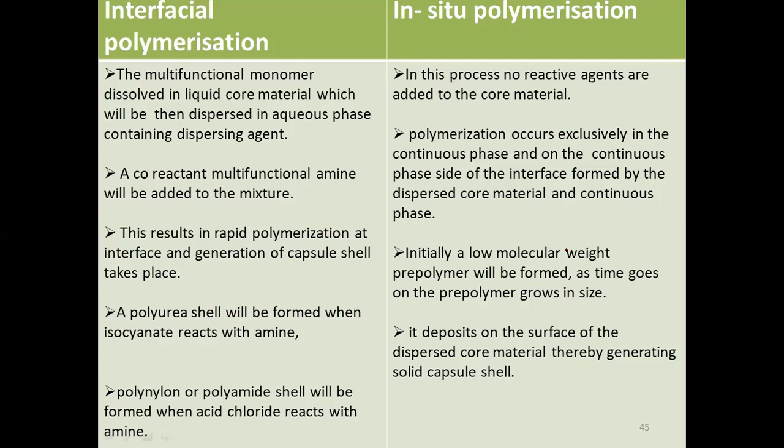In in situ polymerization, initially a low molecular weight prepolymer will be formed. As the time goes on, the prepolymer grows in size. So that means they are available as first nuclei, and as the process proceeds, the nuclei get encapsulated rapidly by the further process. Here polynylon or polyamide shells will be formed when acid chloride reacts with the amine. In in situ polymerization, it deposits on the surface of the dispersed core material, thereby generating the solid capsule shells.